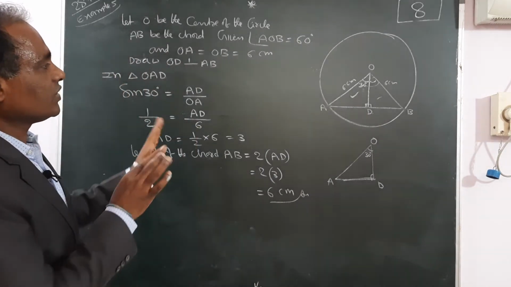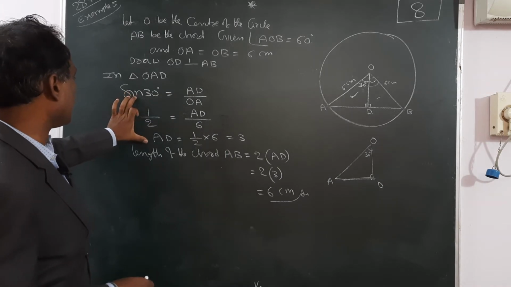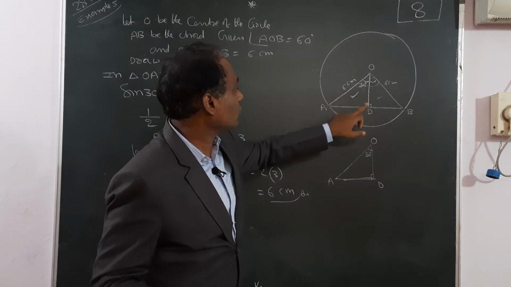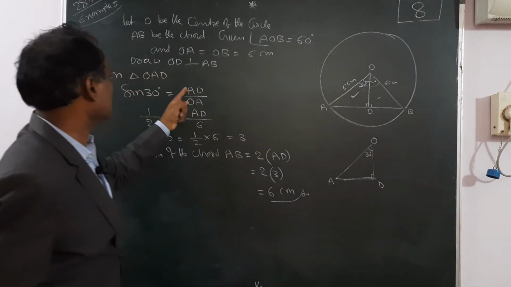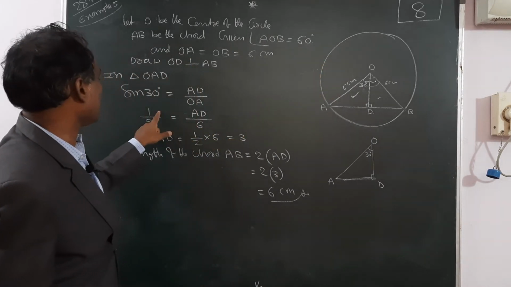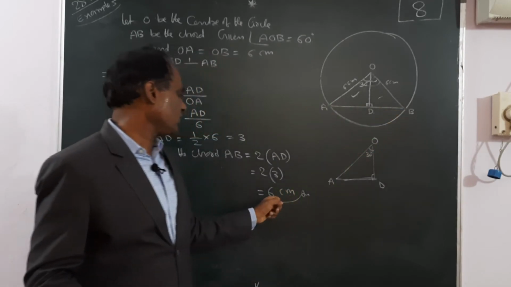So nothing to do with the trigonometry. Only these 3 steps are related to the trigonometry. Sin 30 is equal to opposite by hypotenuse, AD by OA. So OA is 6, 1 by 2 into 6, 3. If this is 3, total will be double, that is 6. Write down.